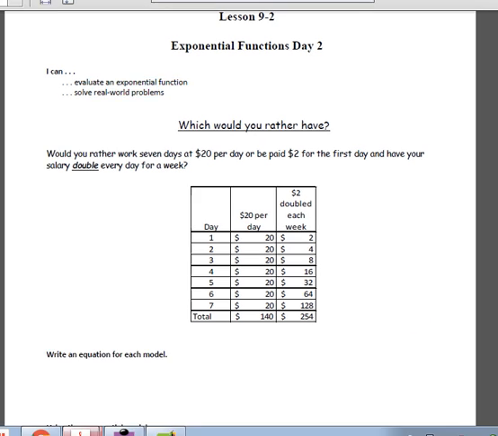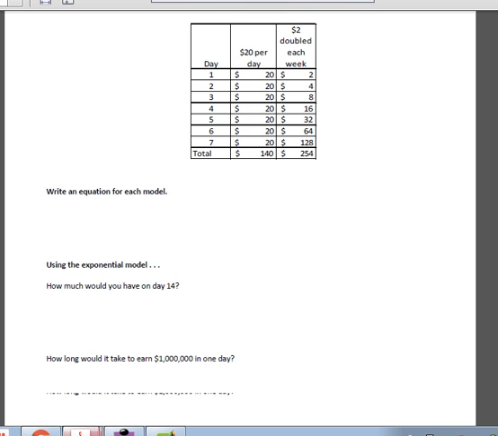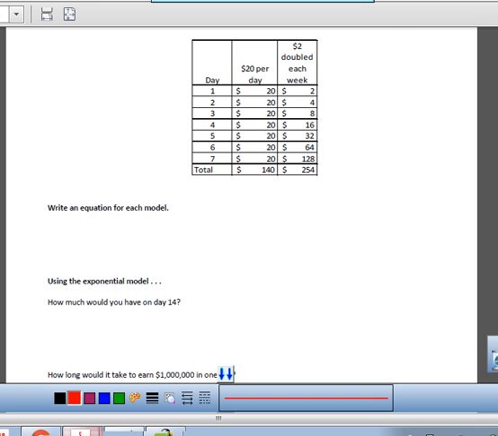So let me move this down so we can start answering some questions. It says write an equation for each model. Now, to do that, I am going to write a let statement. The variables we're going to use are the same for both. So we're going to let y equal the amount of money for that day.